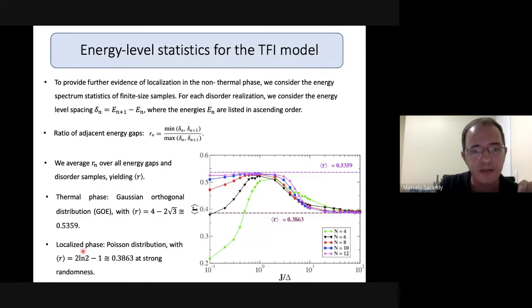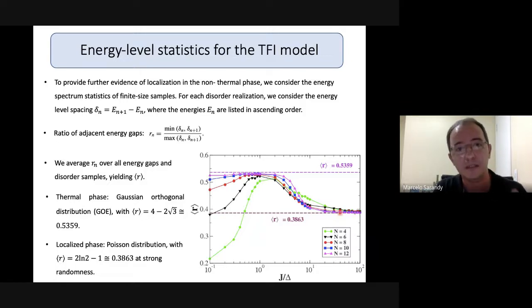And then for the localized phase, since the eigenstates are uncorrelated, they should obey a Poisson distribution. And this average ratio is 2 times the logarithm of 2 minus 1. I put here this dashed limit. And then when we plot this for our results, we can see that as we increase the size of the system up to n equal to 12, for a small disorder, the system converges to the thermal phase, this Gaussian orthogonal distribution. And when the disorder is very strong, we can see the system converging to the Poisson distribution limit here.